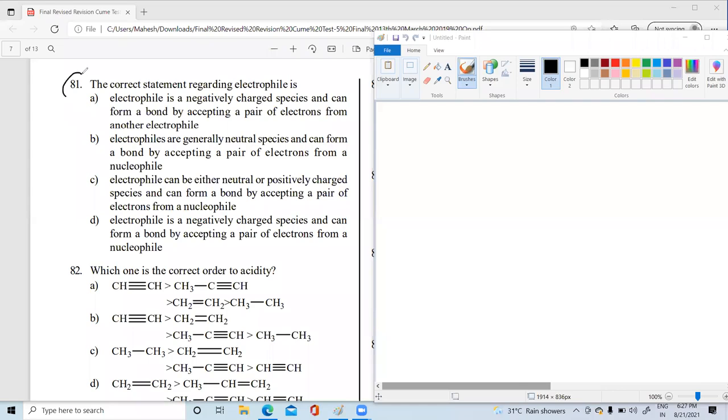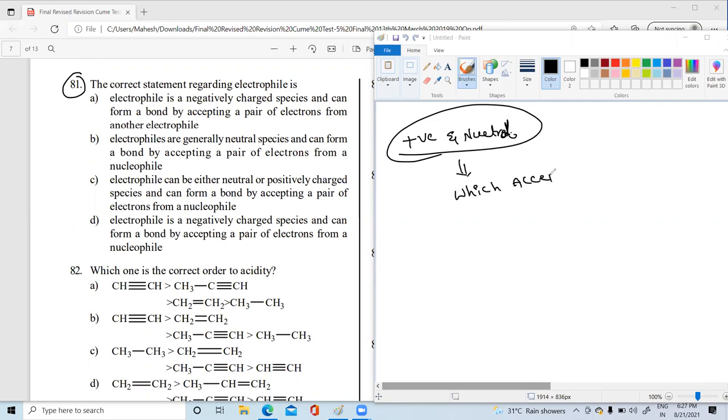Next question, number 81, students. The correct statement about the electrophile. Electrophiles can be positively charged, and neutral ones are also present. But what does electrophile mean? It is a species which can accept a lone pair of electrons from others.